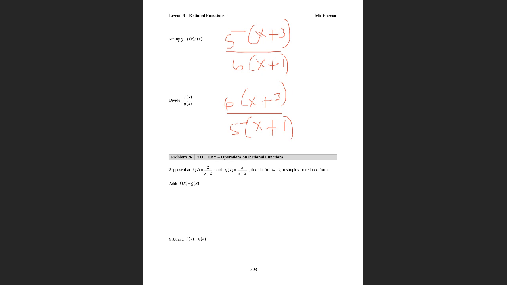And then what about these ones? So here, if you add these, you are going to get x squared plus 4 divided by x minus 2, x plus 2. And then for this one, we're going to get minus x squared plus 4x plus 4 divided by x minus 2, x plus 2. That's what you should get for this. Okay?